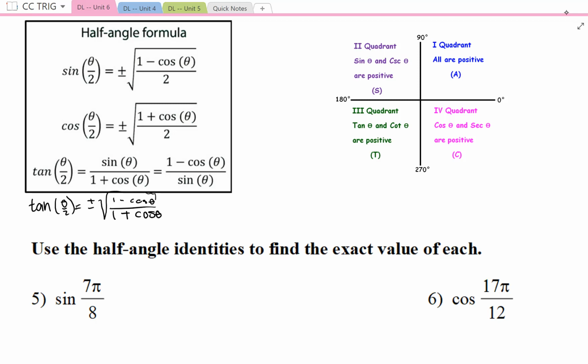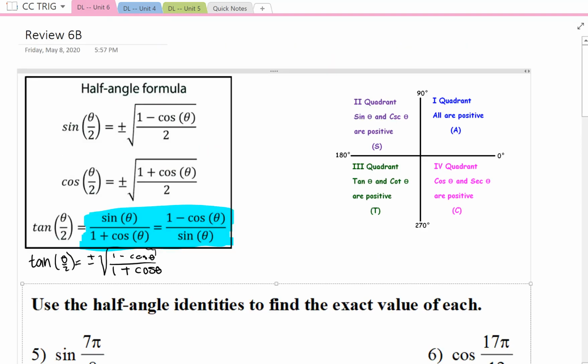Let's talk about how to use half-angle formulas to help us find the exact value of these trigonometric functions. Before I gave you one formula for tangent of theta over 2, I should have given you 3 formulas. There are multiple forms, and the ones that I did not give you are actually much easier than the one that I did give you, so apologies for that.